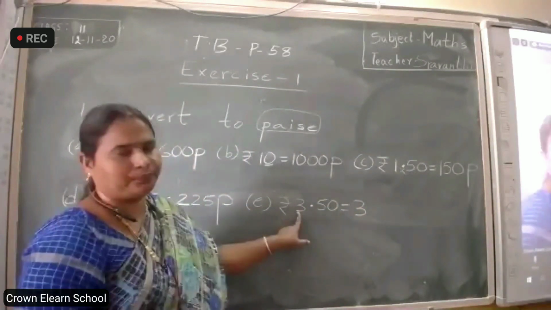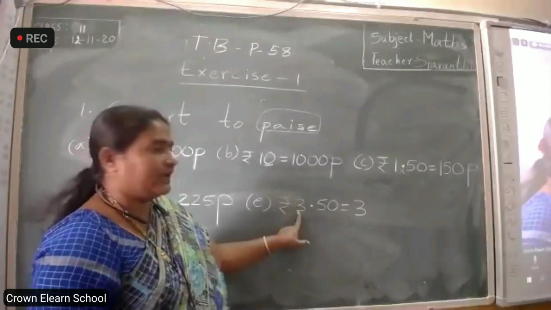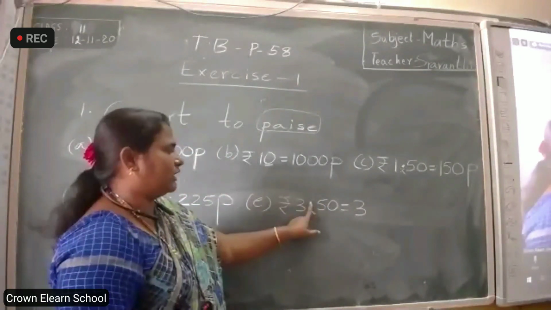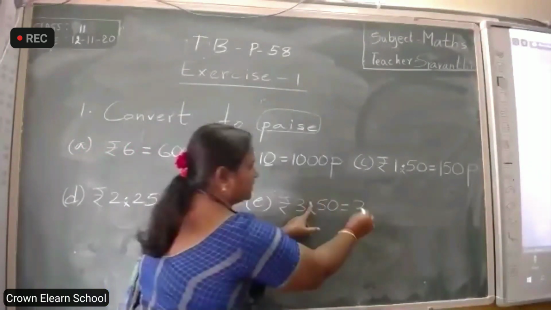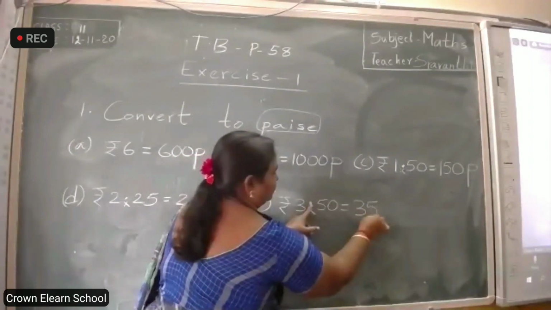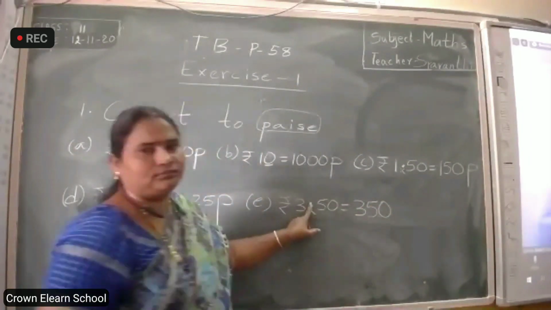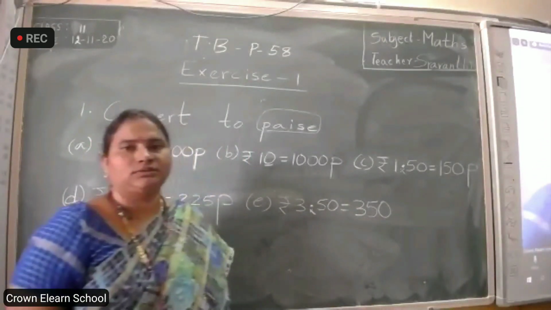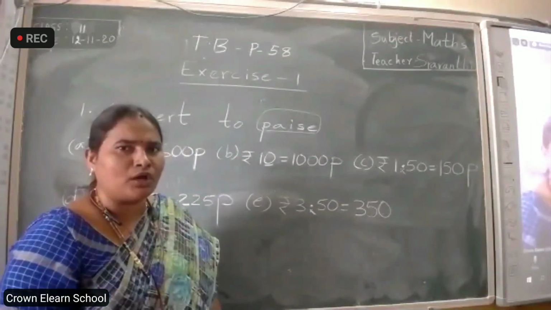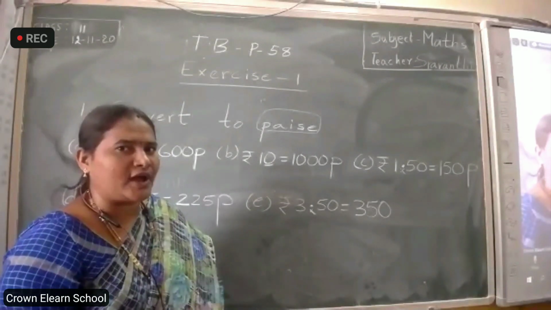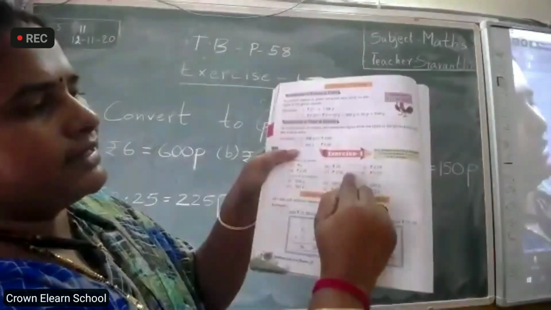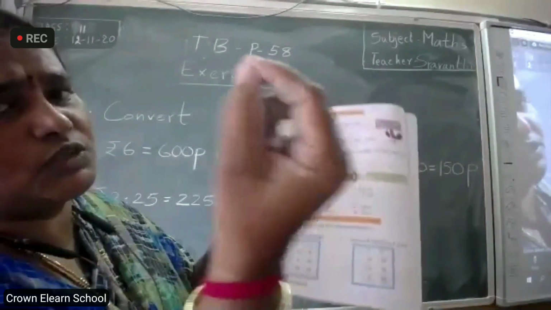3 and remove the dot. Remove the dot. Should not be written in the answer. 50. Okay. You got 350. Are you writing in the textbook? You are writing in the textbook now. You have some space now. You can write here. Write the smaller ones.